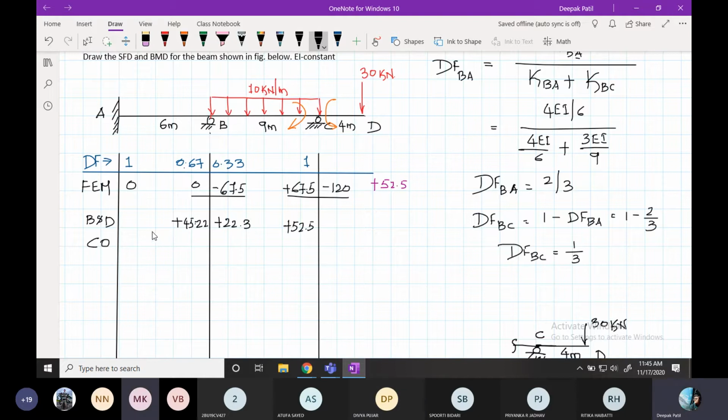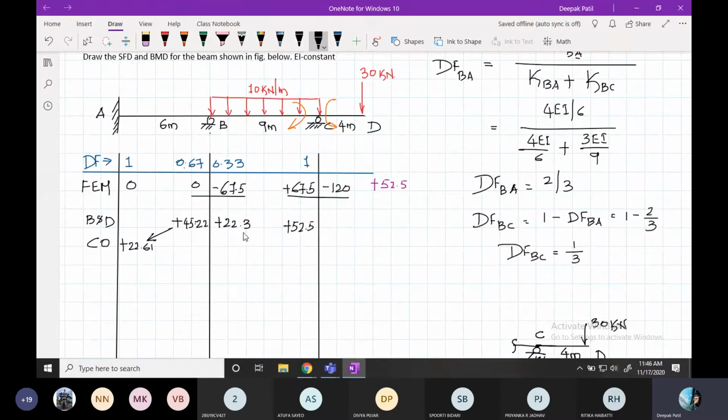Yes, sir. You have to carry over because A is a fixed support, so you have the freedom to carry over. So plus 45.22 divided by 2, you will get plus 22.61. Nothing to carry over from A to B. It is 0 here, so don't worry about that.